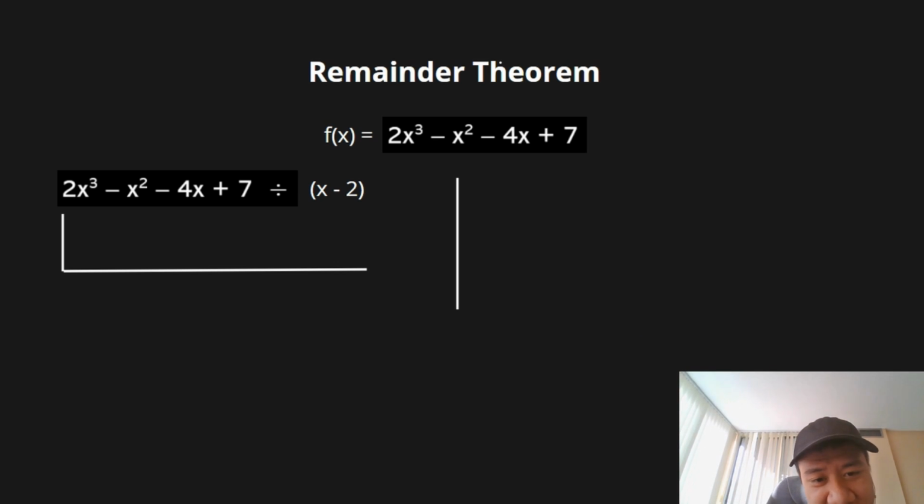Okay, so here we have our polynomial, some sort of function, 2x cubed minus x squared minus 4x plus 7. And we're going to divide this by x minus 2 using synthetic division.